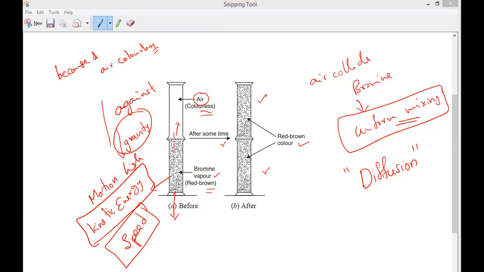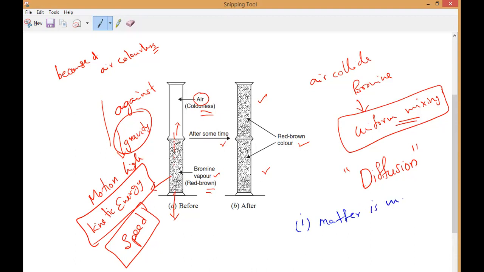From this process of diffusion we always get two conclusions. One is what, guys? Anybody can tell me? Again the same thing. What is the first conclusion we can make? Matter is made up of what? The matter is made up of tiny particles. Understand? That is the first conclusion. So please all of you note it down: matter is made up of tiny particles.